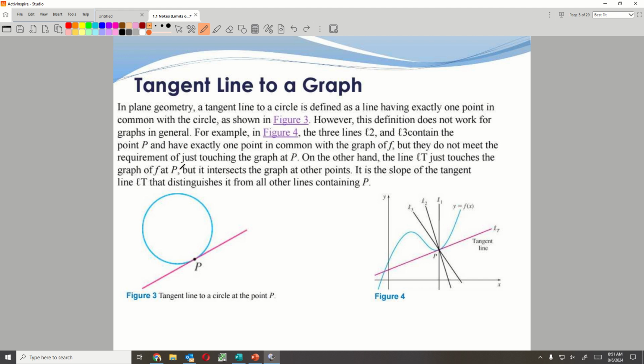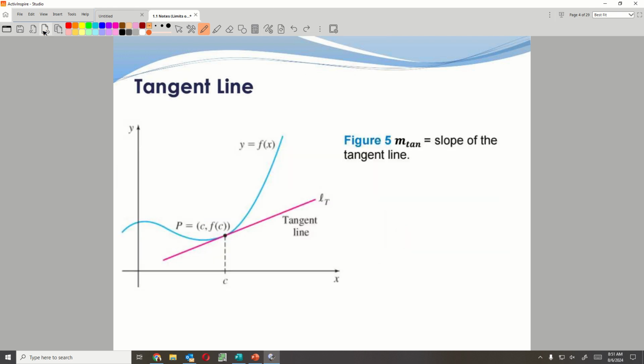Okay. All right. So it touches the graph at point P, but intersects the graph at other points. It is the slope of the tangent line T that distinguishes it from all other lines containing point P. Now, it has to have the slope at that singular point. That's the big thing to go along with that. So the slope at that point, there we go. Okay. Now, we actually have an equation for this.